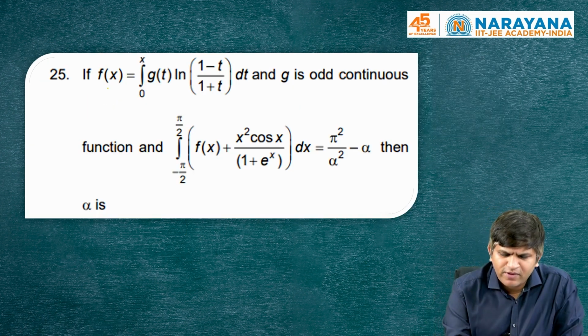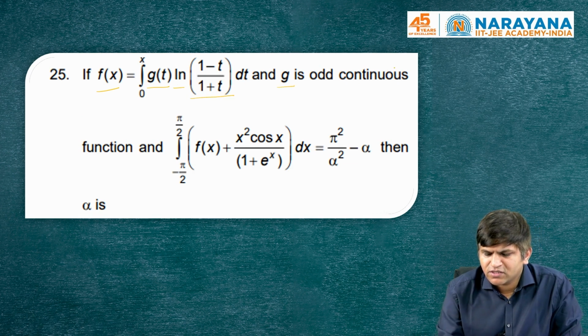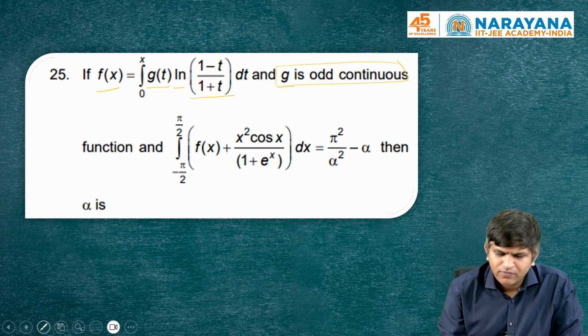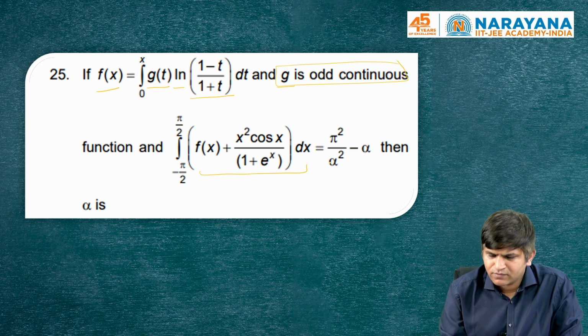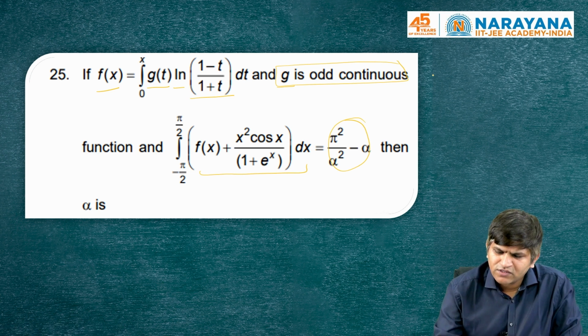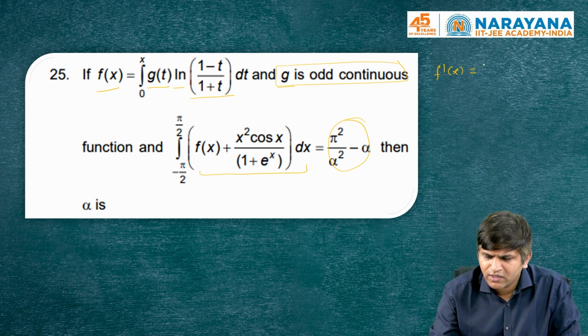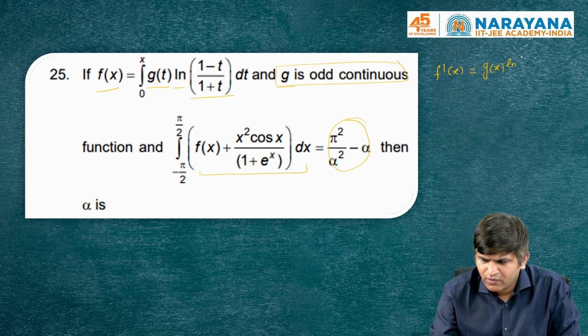Okay, so in this problem fx is given, that is the integral 0 to x of gt and ln of 1 minus t into 1 plus t dt, where g is given as an odd continuous function. Okay, and we have to evaluate this integral from minus pi by 2 to pi by 2, and then write that answer in this format, and we have to evaluate the value of alpha. Okay, so first, by using Leibniz theorem, we can write f dash x as gx into ln of 1 minus x upon 1 plus x.